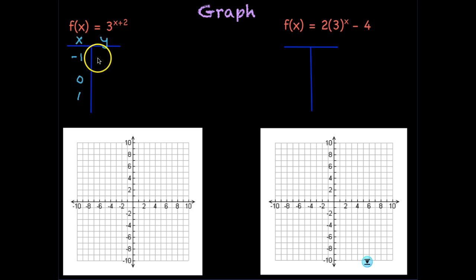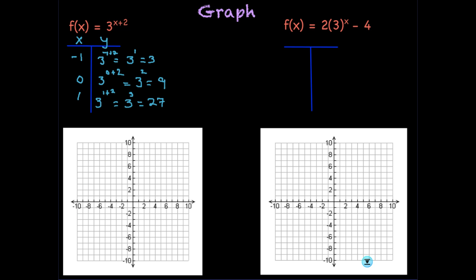Well, if we plug that in, we get 3 raised to the negative 1 plus 2. So that leaves us with 3 to the 1, which is just 3. In this case, now we have 3 raised to the 0 plus 2, which is just 3 to the second power, which is 9. And then we have 3 to the 1 plus 2, which is 3 to the third power, which is 27. And we can see that's not going to fit on our graph.